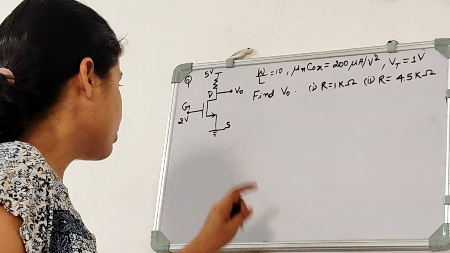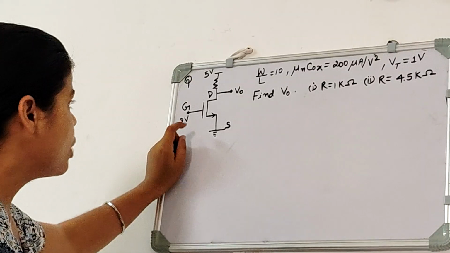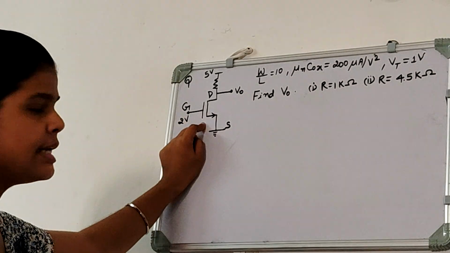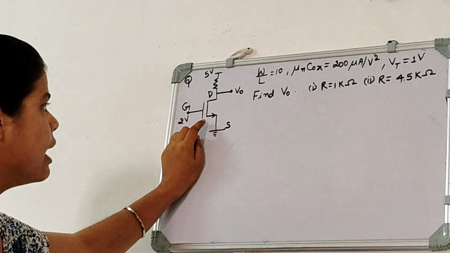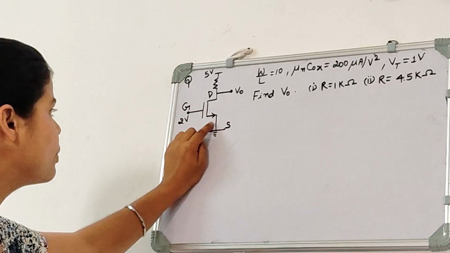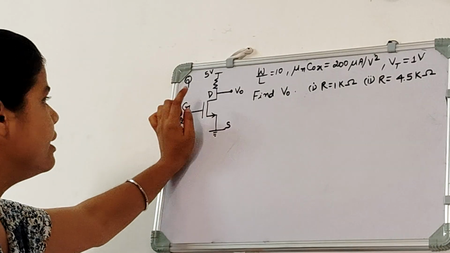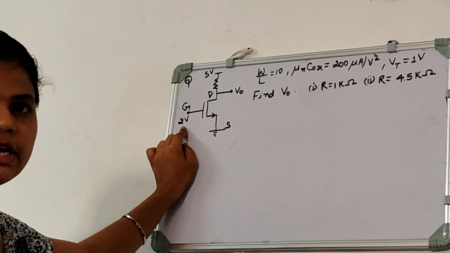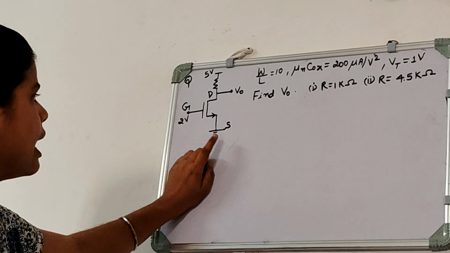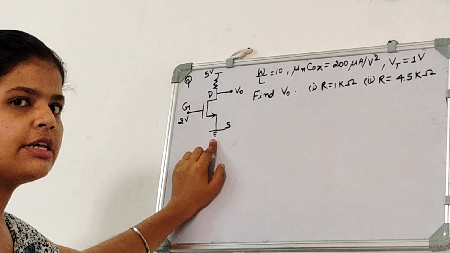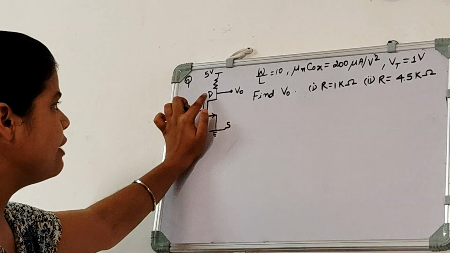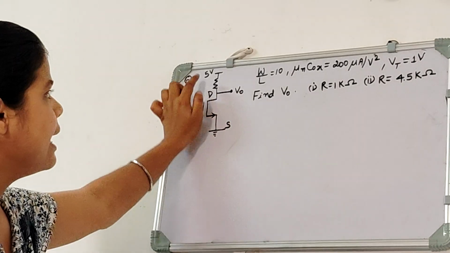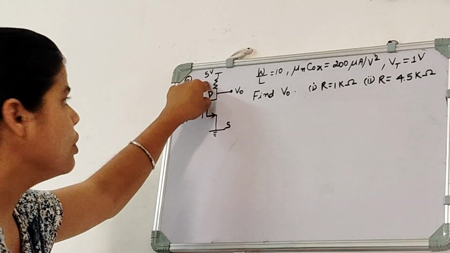Today we will solve this question given on the board. Our question consists of this diagram in which there is an NMOS, and we can identify that this is an NMOS by looking at the arrow, and there is a resistor. Our gate voltage is given as 2 volt, our source voltage is given as 0 volt, and our drain voltage is given as V0, that is the output voltage, and at the top we have 5 volt.